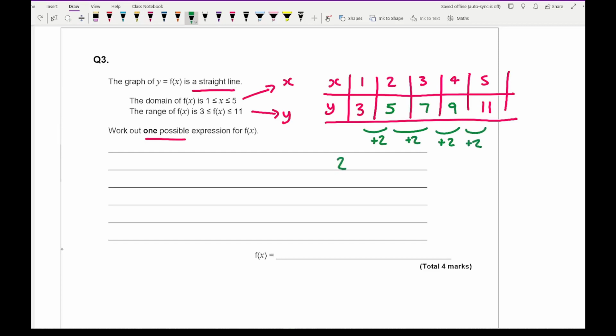So I'm going to have 2n. And then how do I get from 2 to 3? Well, I add 1. So in turning this into a function, it's simply going to be 2x plus 1. Now there are many other answers available, so if you want to check you got the right answer, just check the mark scheme on the attached document and you can see whether your answer would give you the 4 marks.